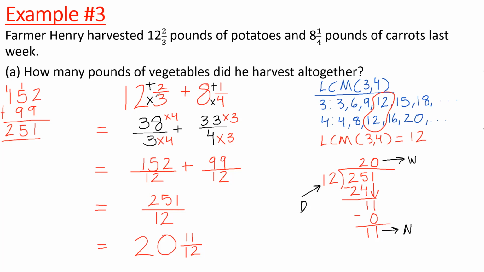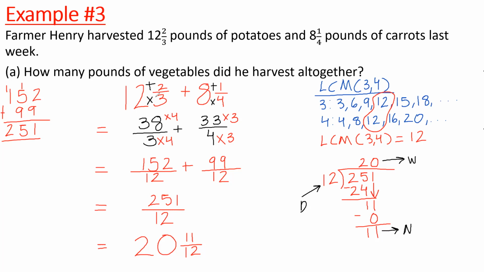Then for the second equation, which was 8 and 1 over 4, we multiplied 4 times 8 plus 1, which is 33 over 4. Then we had to find a common denominator for 3 and 4, which is 12. So we had to multiply 3 times 4 and 4 times 3. And whatever you multiply the denominator by, you must multiply the numerator. So we multiplied 38 by 4 and 33 by 3. So 38 times 4 is 152.